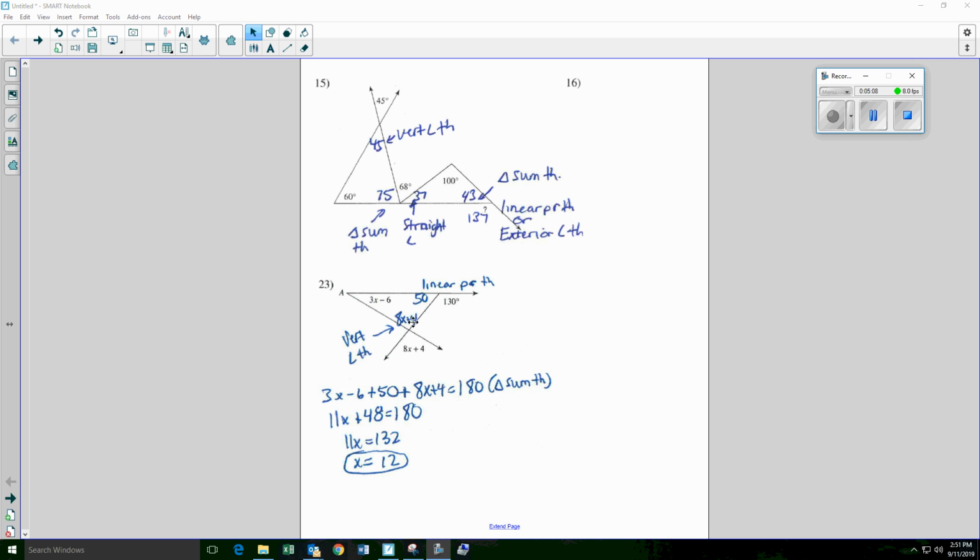And then here, I can move this 8x plus 4 right into here, 8x plus 4 because of the vertical angle there, and these are vertical angles. So now I have all three angles right here inside my triangle, and then I add them all up, which is what I have written down here, equals 180 degrees. That's the triangle sum theorem.